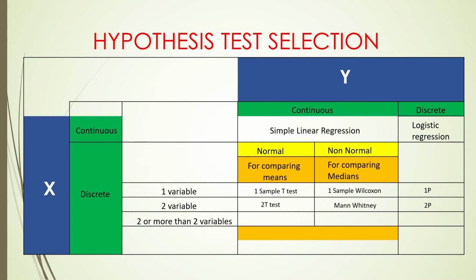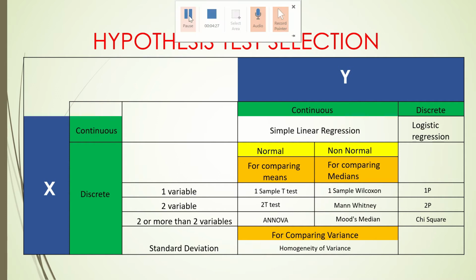Same way, when your Y is continuous and X is discrete and it has two or more than two variables, when Y is normal, you will use ANOVA test, and when Y is non-normal, you will use Mood's median test, and when Y is discrete, you will use chi-square test. For comparing variations, standard deviation comparison can be done with homogeneity of variance test when Y is continuous and X is discrete. Let us go to Minitab and see how these tools can be used.